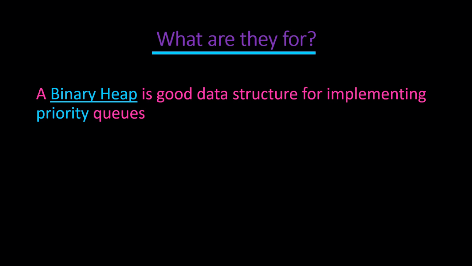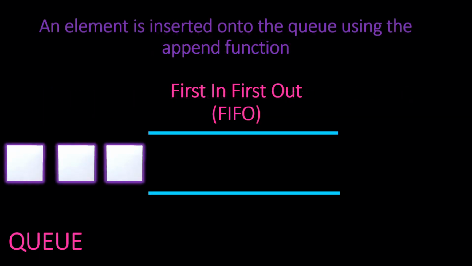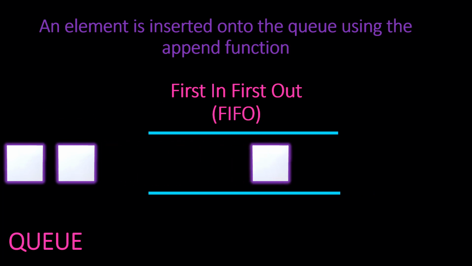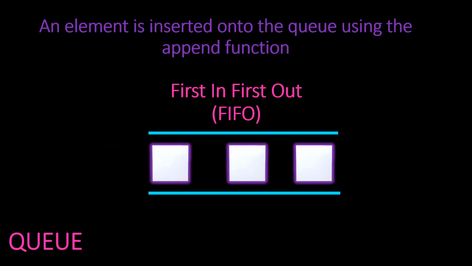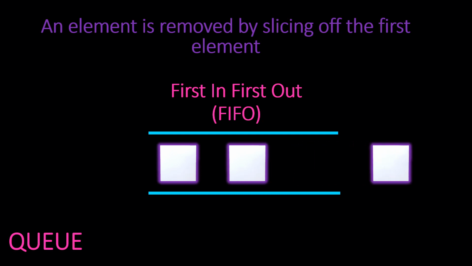So your next question might be, what are they good for? Well, a binary heap is a good data structure for implementing a priority queue. And this is a slightly different queue from the one we've talked about in our previous video. In our previous video, we talked about the concept of a first in, first out queue, where each element is removed in the same order that it entered the queue. And this works pretty much just like a standard line that you would wait in real life.